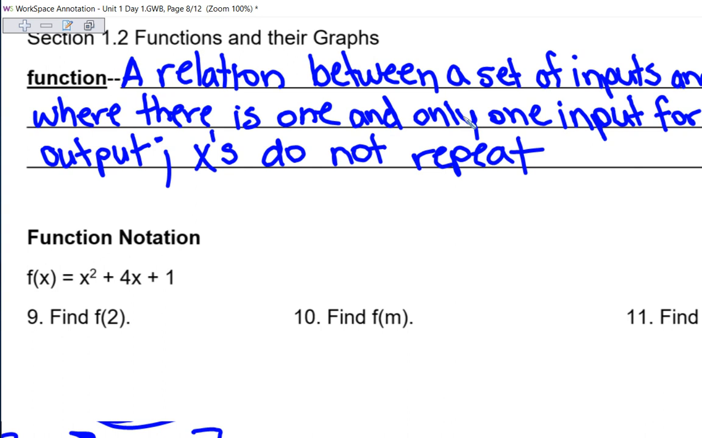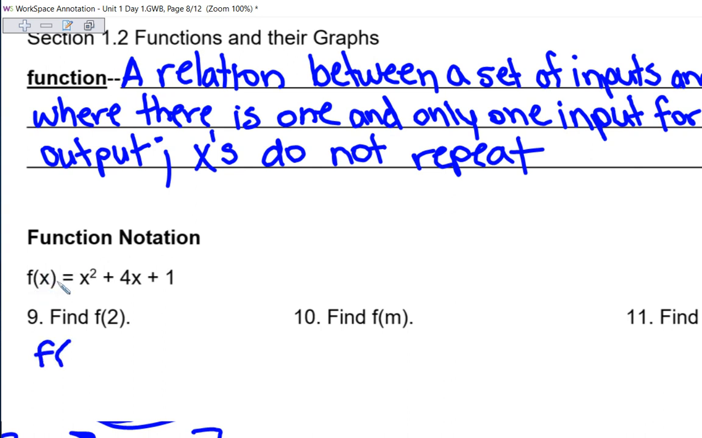Okay, now moving on to some function notation. Here we're given the equation f of x equals x squared plus 4x plus 1. And for question number 9, they wanted to find f of 2. Well, normally this is f of x. So what they're telling us is, in the equation, replace all of the x's with what number? 2.